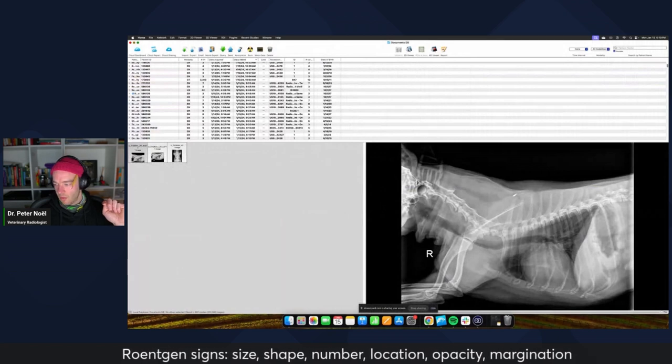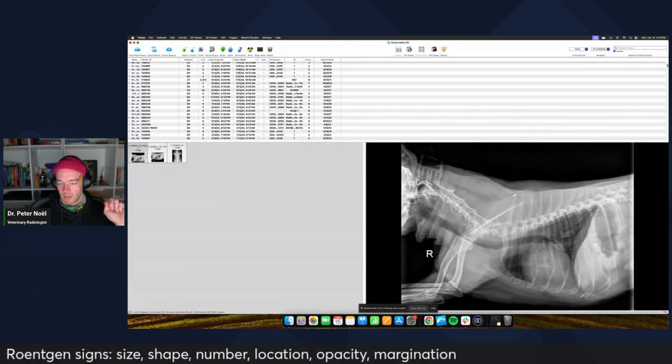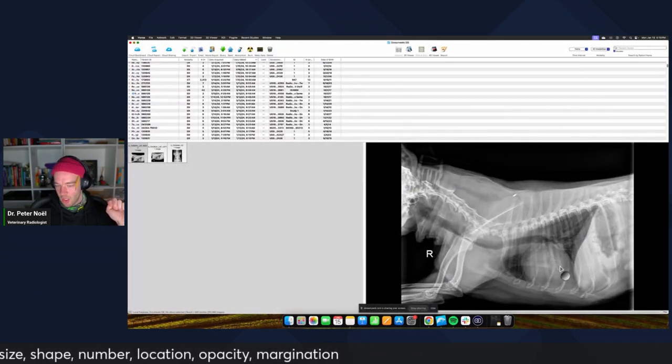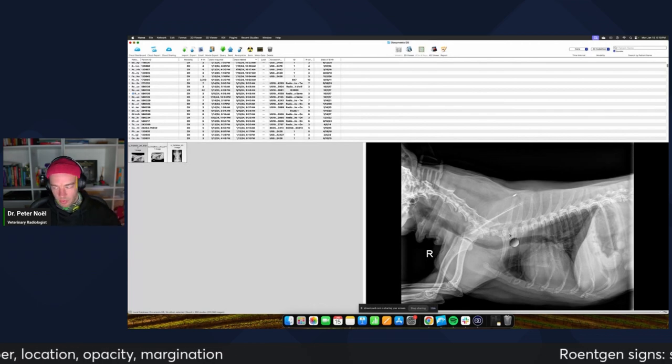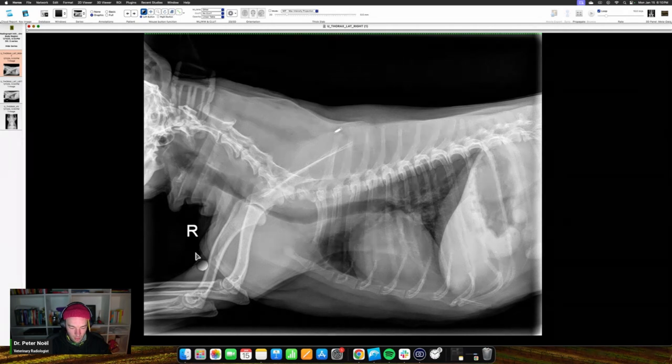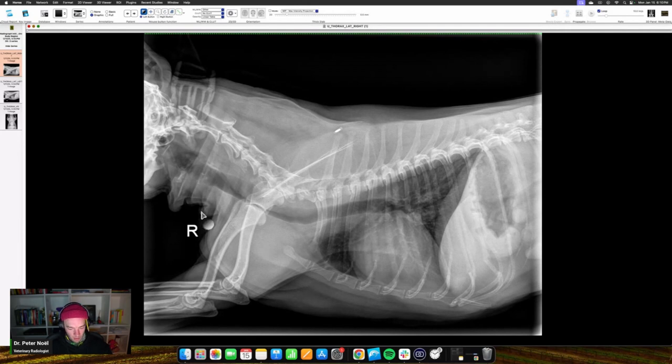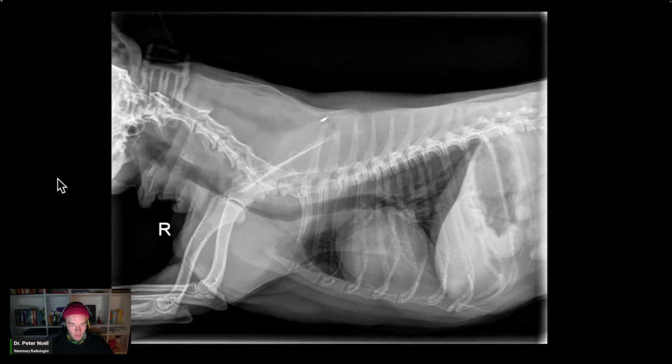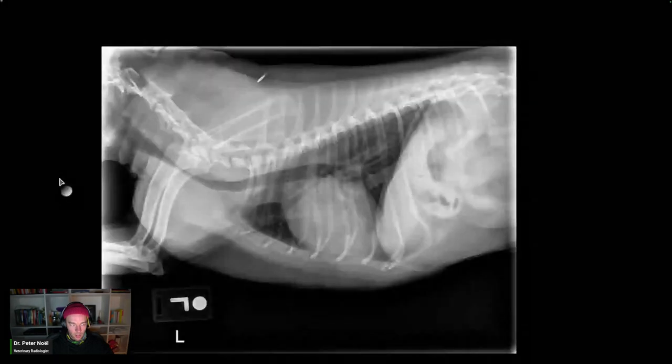First case, coughing dog. It's a six-year-old Basenji that's coughing, okay? We got three views. I'm going to give you some time to look at it. You're going to tell me what you think is wrong, I'm going to tell you what I think is wrong, and then we're going to answer questions, and we're going to learn, and then we're going to go to happy hour afterwards. All right, here we go. You got three views. Here's a right lateral view, left lateral view, and a VD view.